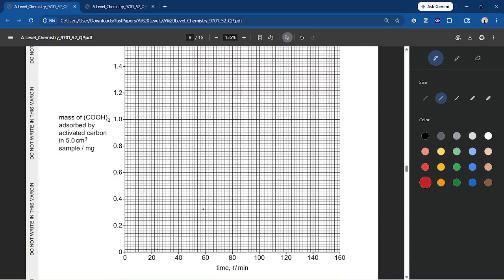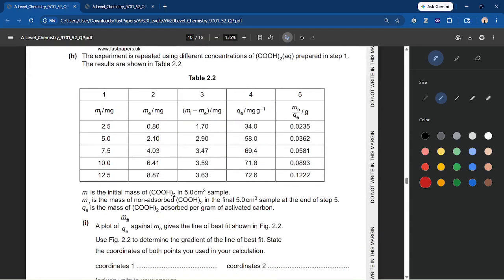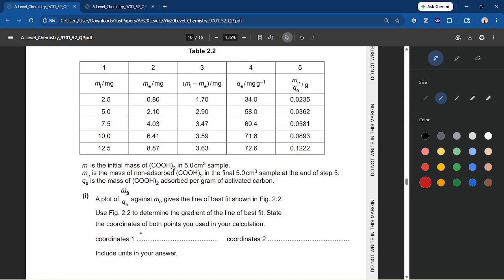All right, and now we've already done that graph, so we don't need to worry about that. The experiment is repeated using different concentrations of CoH2 aqueous prepared in step 1. The results are shown in table 2.2. M1 is the initial mass. ME is the mass of non-adsorbed, and QE is the mass of adsorbed per gram of activated carbon. A plot of ME by QE against ME gives the line of best fit shown in figure 2.2.